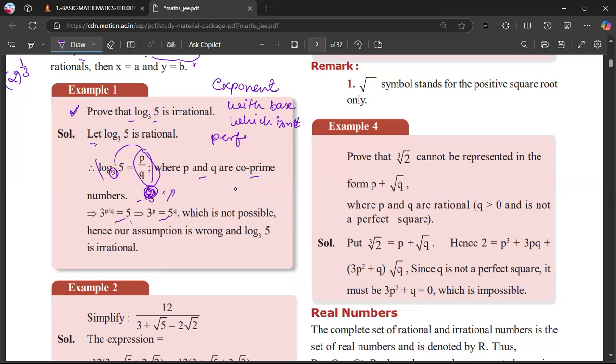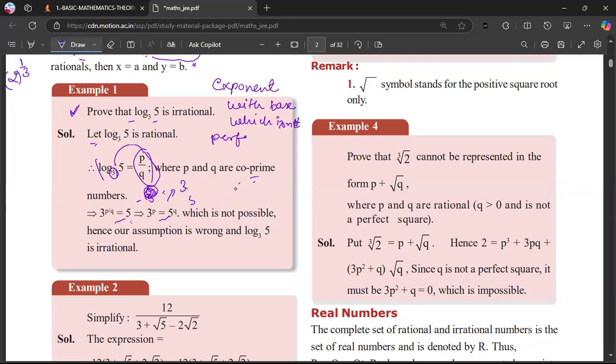Because any multiple of 3 cannot be equal to a multiple of 5. All the multiples of 3 are 3, 6, 9, and so on, and 5's multiples are these. So 5's multiples will be having 5 on the last place. Sorry, no, it's not about multiples. It's about powers.